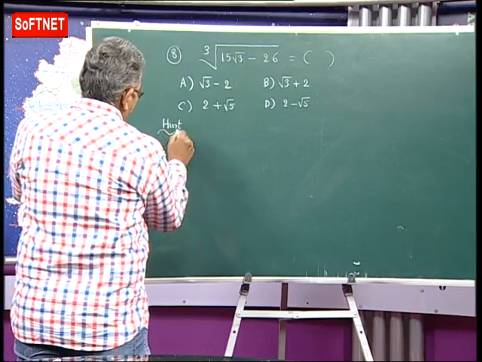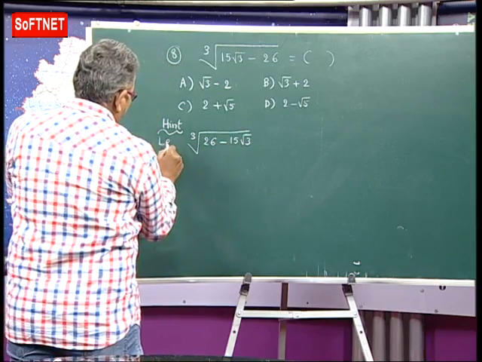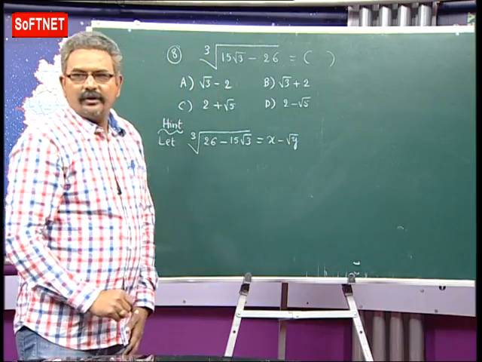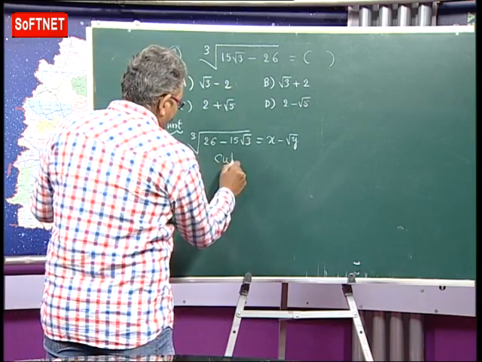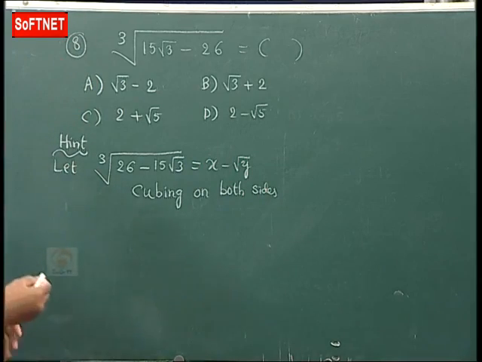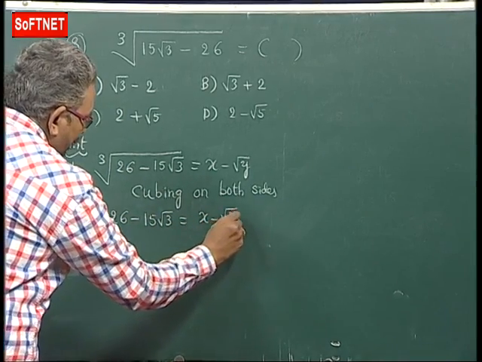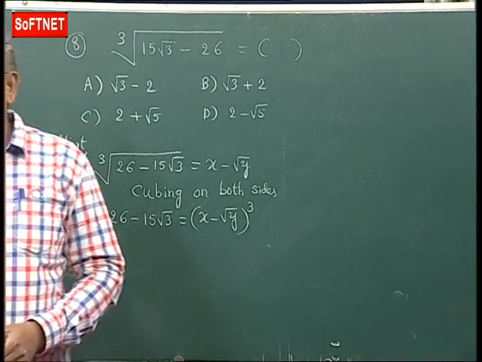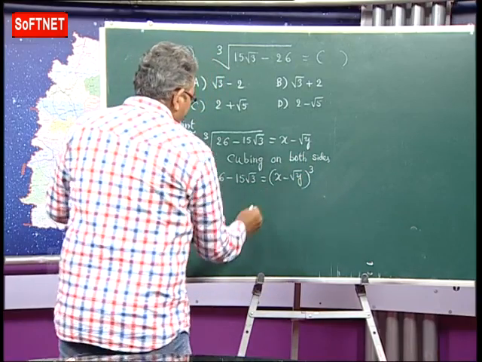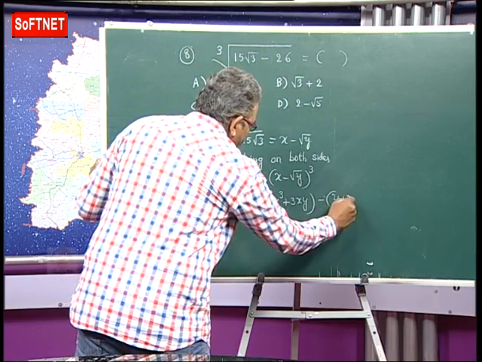So first let us find out cube root of 26 minus 15 root 3. Let us follow the method also, don't worry. First, say this is equal to x minus root y. Cubing on both sides. So what do you get cubing on both sides? 26 minus 15 root 3 is equal to x minus root y whole cube. Already we have discussed in the previous episodes. So now this can be written as x cube plus 3xy minus of y plus 3x square of root y.